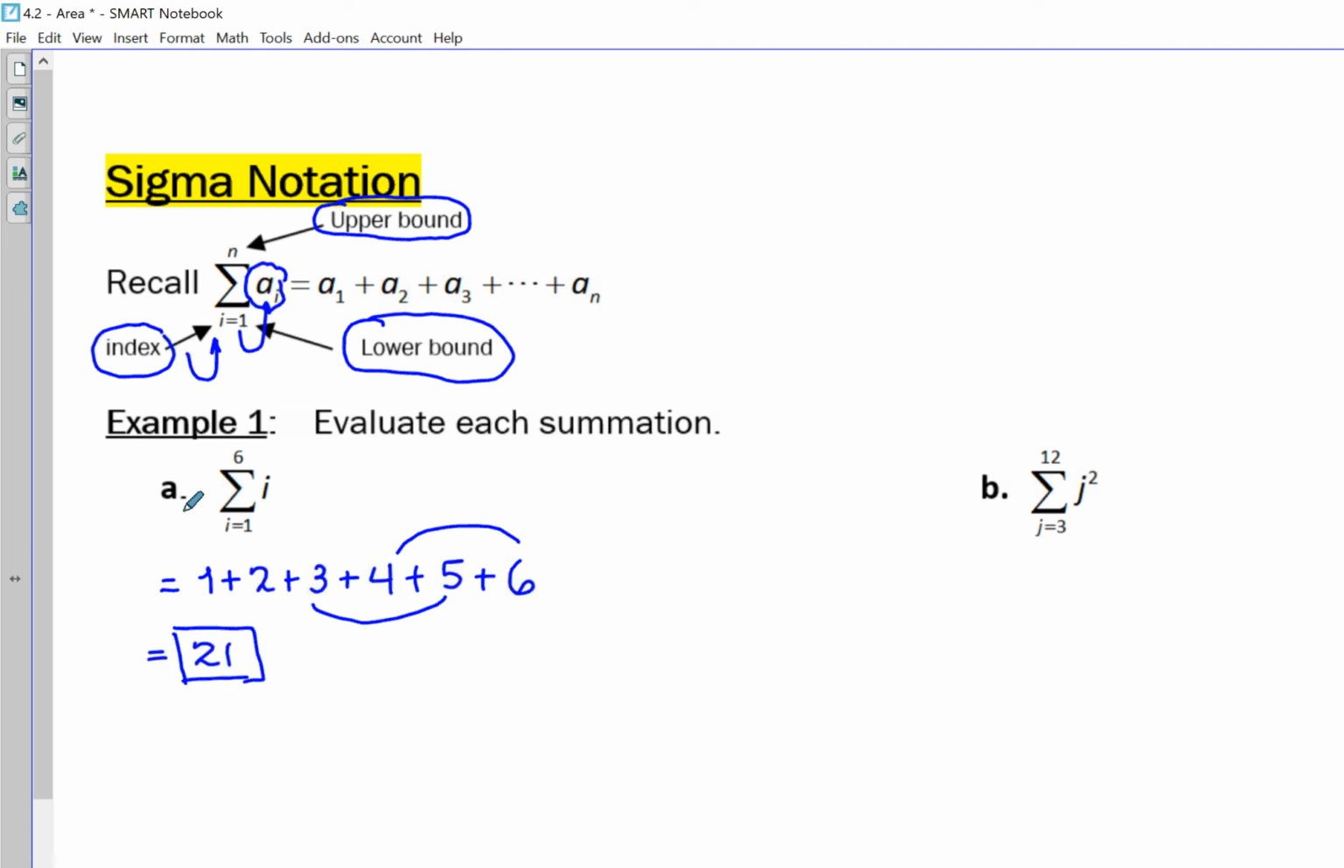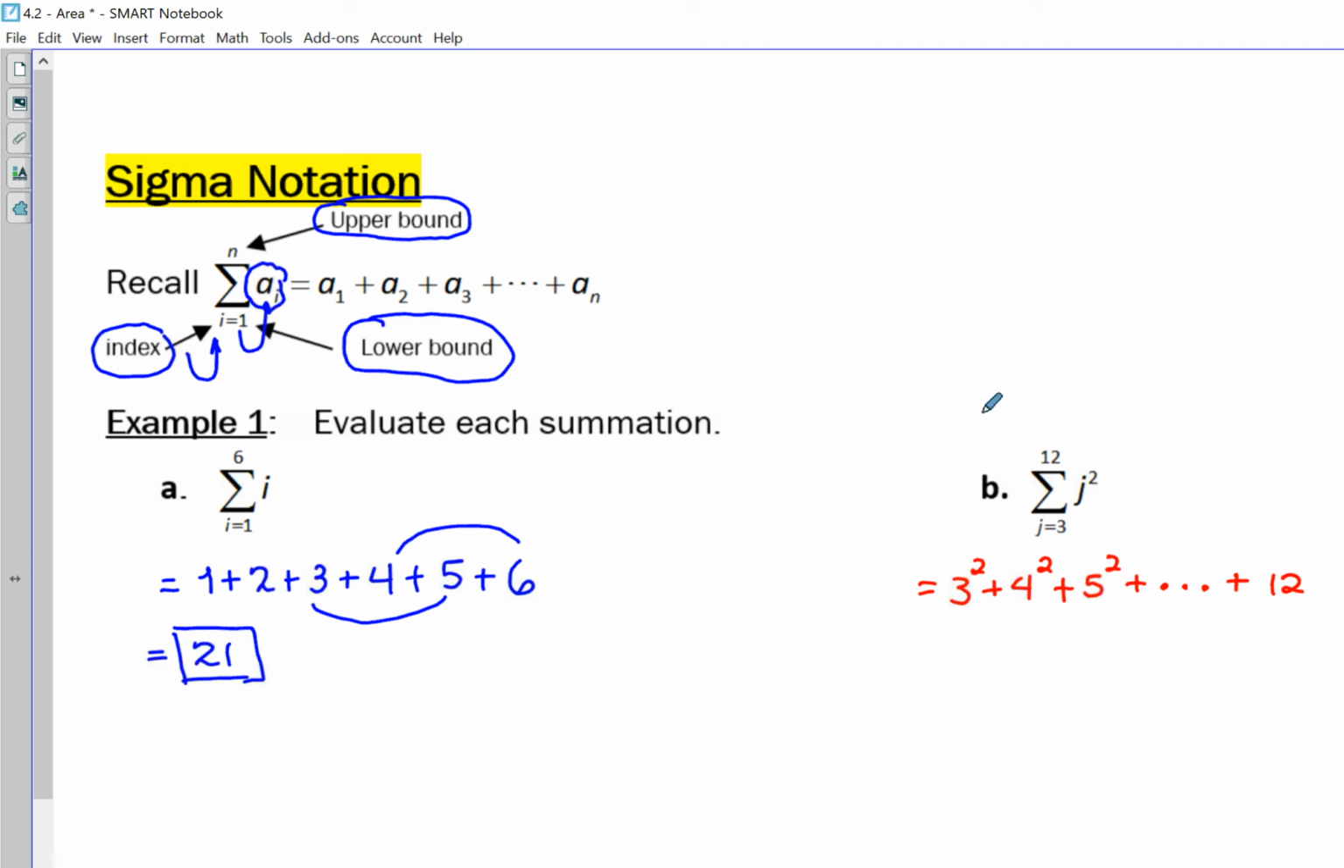Now when you look at B, B is going to be a little bit more labor intensive, for lack of a better word. So clearly one thing we can do is adopt a similar approach to what we did in part A, and allow j to start at 3, plug a 3 in for j that is, and get 3 squared, and then go to our next integer increment where j is 4 and plug that in, etc., etc., etc.